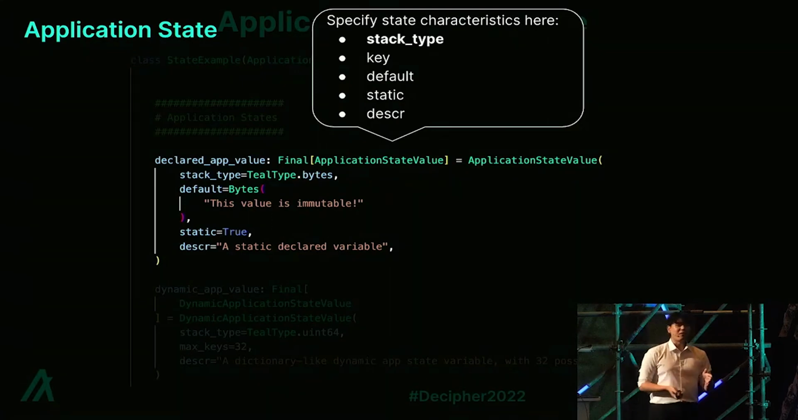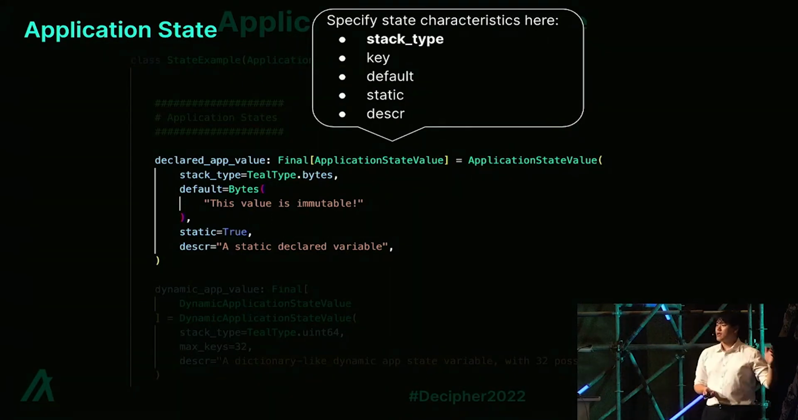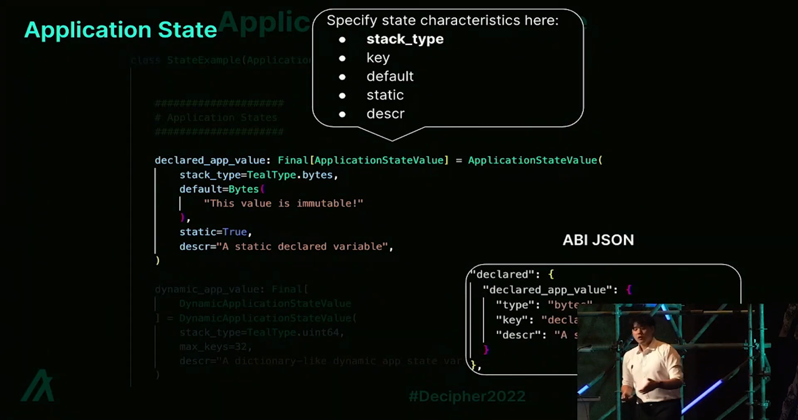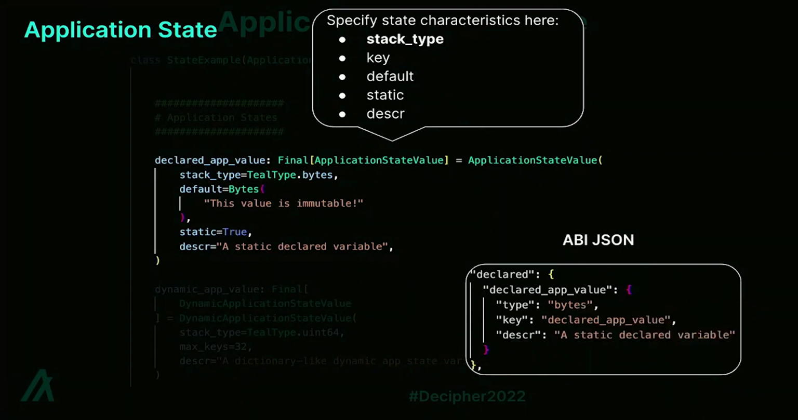Now, what's amazing about Beaker is that it exposes this state to the ABI. So this is what it looks like in the ABI. You can see that the type of the state, the keys, and the description are exposed in the ABI, so the front end knows how to interact with and use this state. It will be much easier for them.